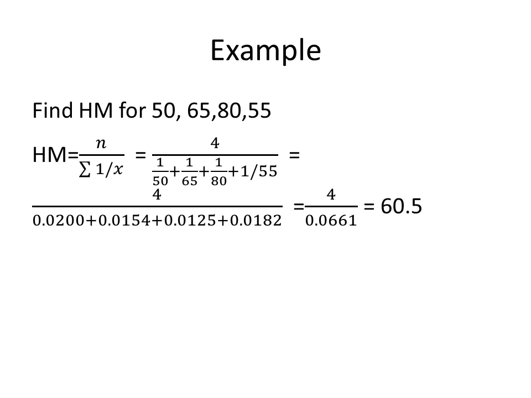Hope it is understood by you people. If not, see again, I am going to tell you. We have 4 different numbers. So 1/50, 1/65, 1/80, 1/55. Divide these and write them first. Then 4 is the number here, n. 4 divided by, after you add these 4, 0.0661. So the harmonic mean is 60.5.